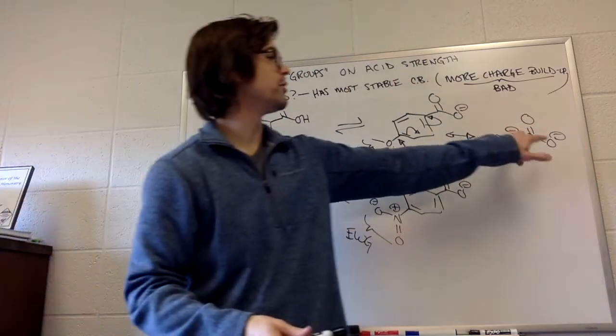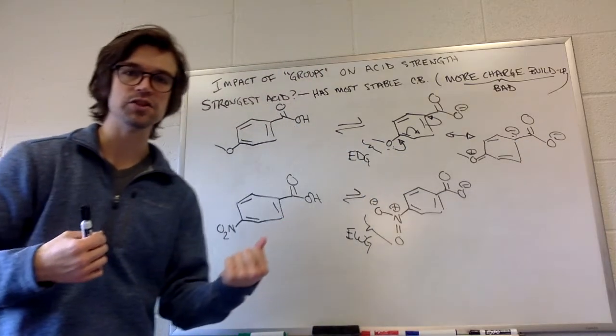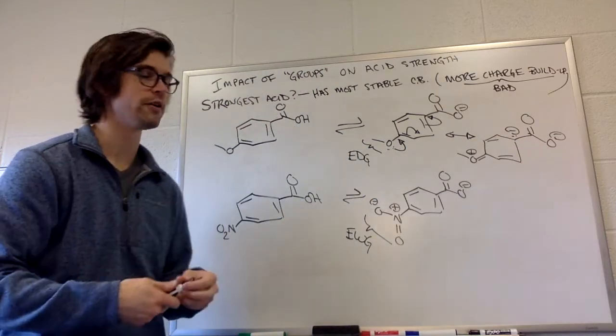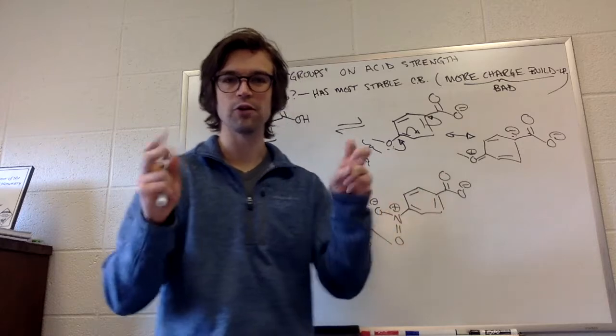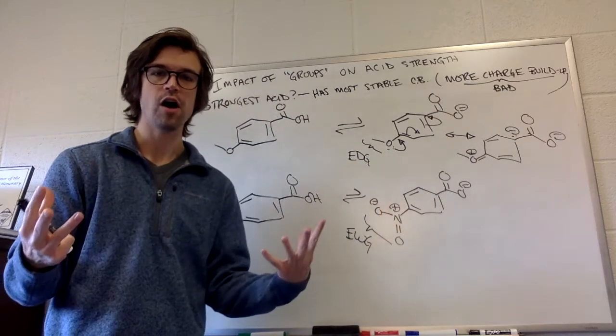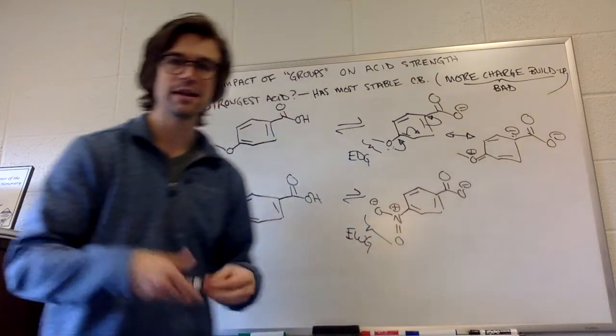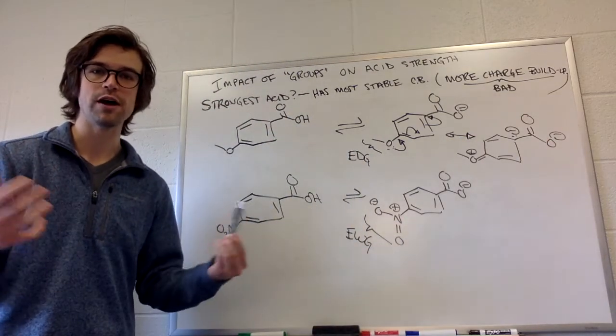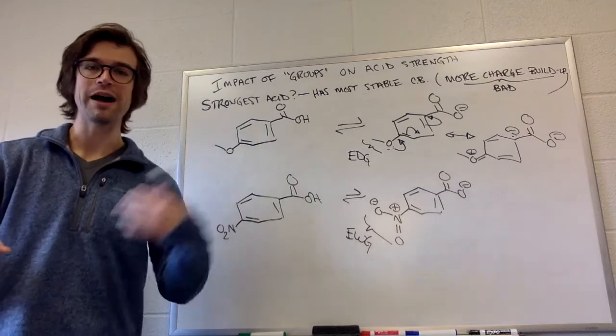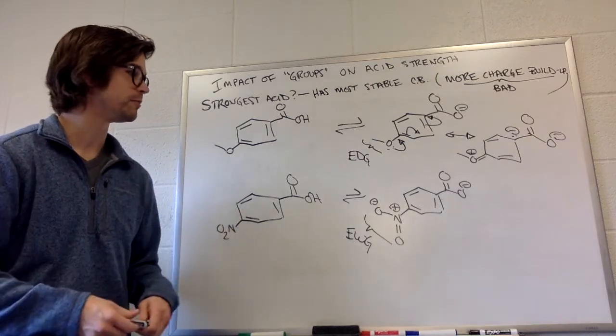So this is going to be really destabilizing, having a negative charge, a full negative, right next to another negative. And technically, I guess this isn't a full negative, right? Because we have to average out all of the resonance structures. But we have some negative charge next to negative. That can't be good. Like charges repel. We want a positive by a negative, not a negative by a negative.